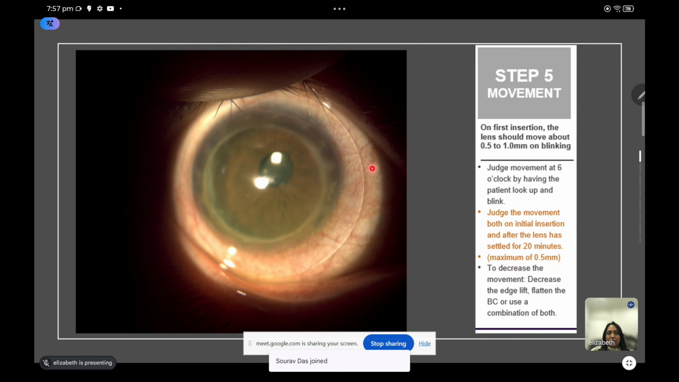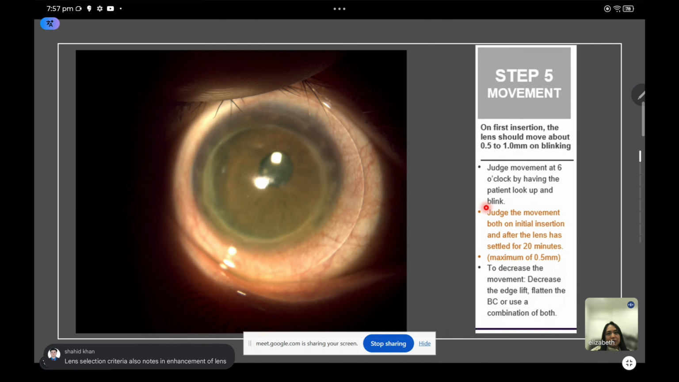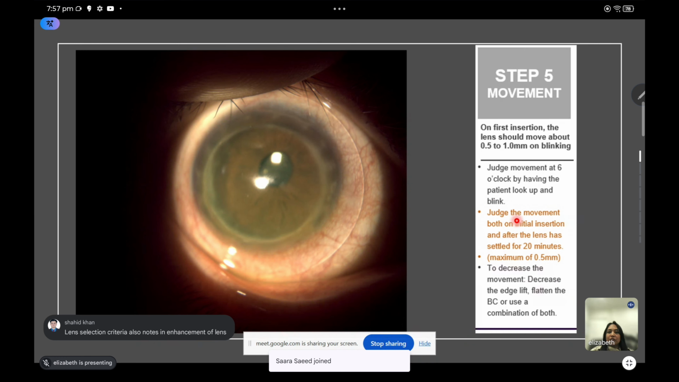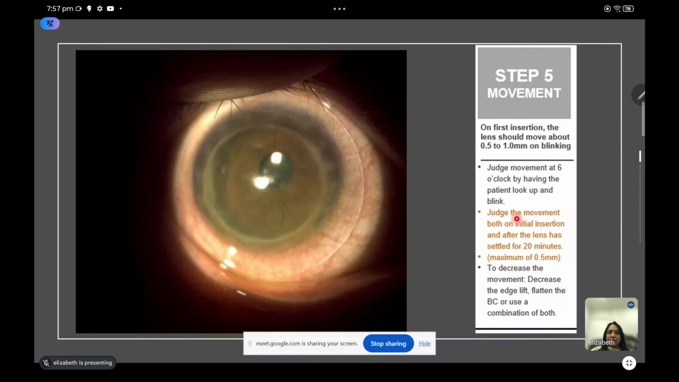So when you first put the lens on, you want to see about a half to a millimeter of movement, and you can judge this when your patient looks up and blinks. Then you'll be able to see how much movement is there. If there's about a millimeter of movement, that's perfect. If there's too much, you would have to adjust it. And you would adjust it like how I had mentioned in terms of adjusting the periphery. So you would make the edge a bit tighter. If there's too little movement, then you would obviously want to make the edges a little bit flatter.